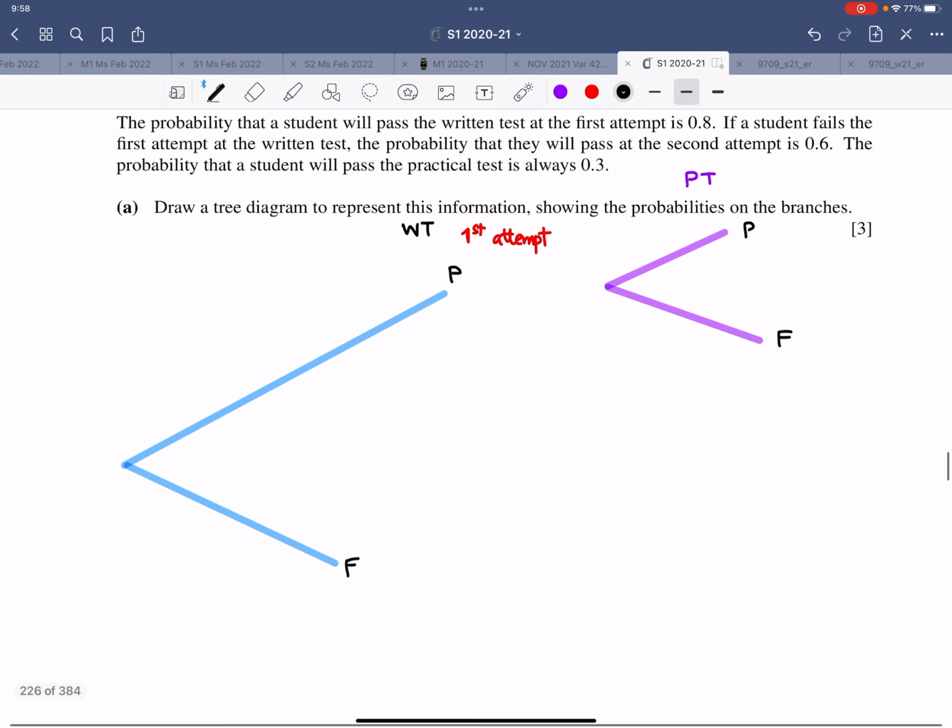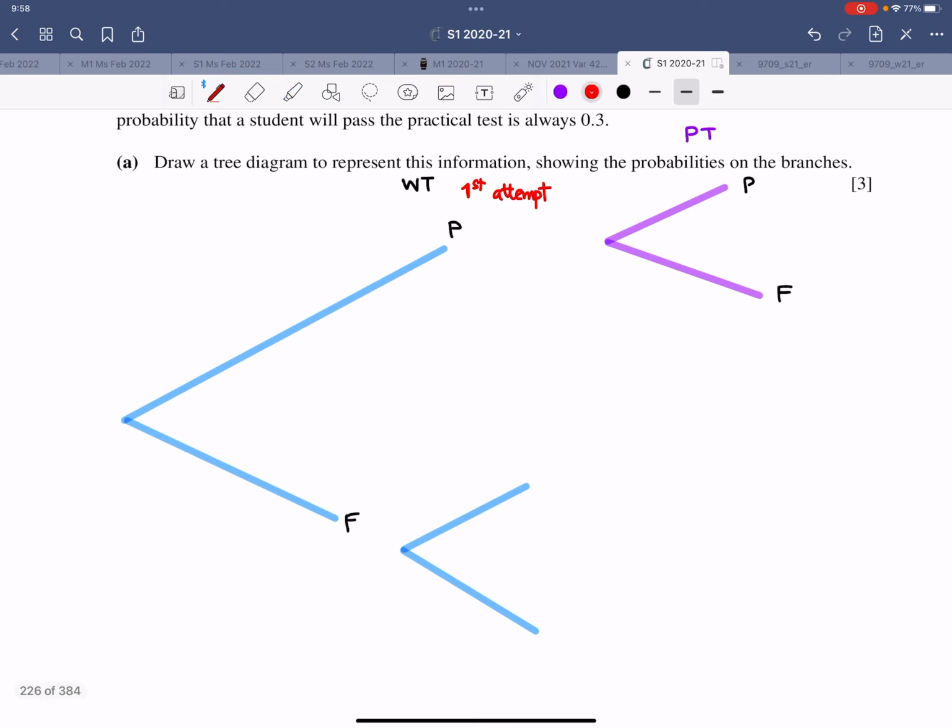If the person fails the written test, then he is given another chance. So again, this is the second attempt at the written test, and this is pass and this is fail. Make sense? And if a student passes the second attempt, he can give the practical. So that is like this and like this. So this is the practical test, and this is pass, and this is fail. So that is the scenario for this one.